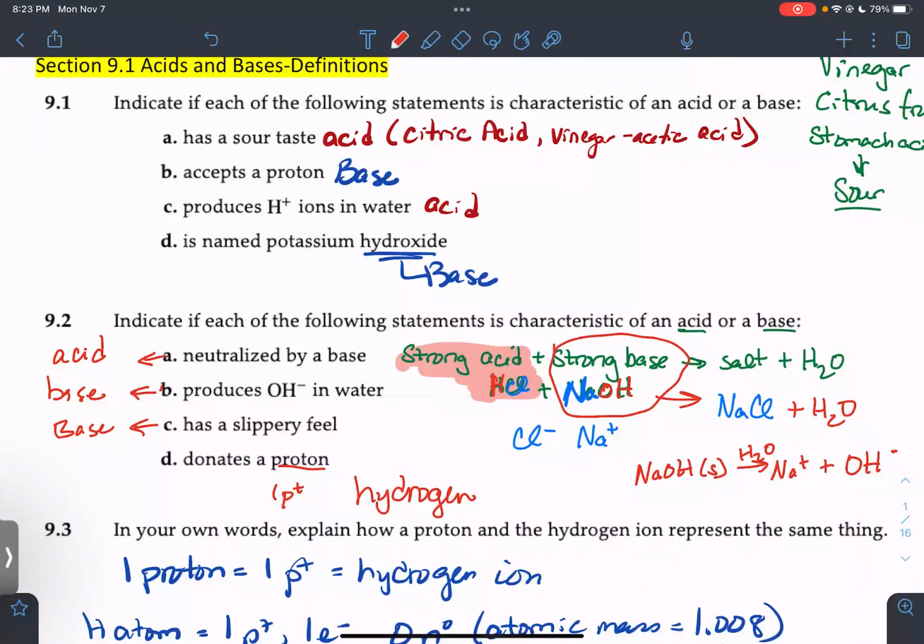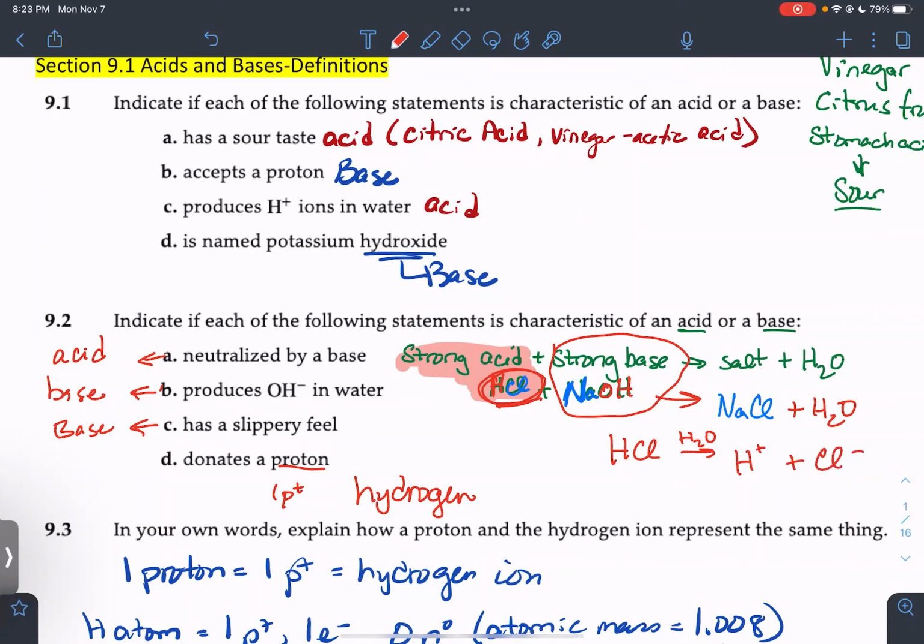So if I have something like HCl, right? Let's see if I can kind of erase some of this. If I have HCl and I put it into water, what's going to happen? It's going to dissociate into H+ and Cl-.